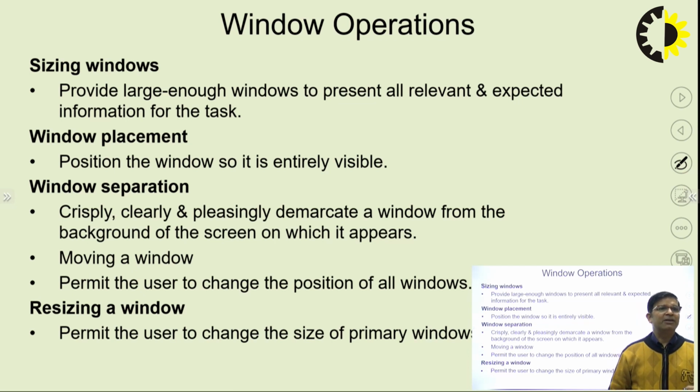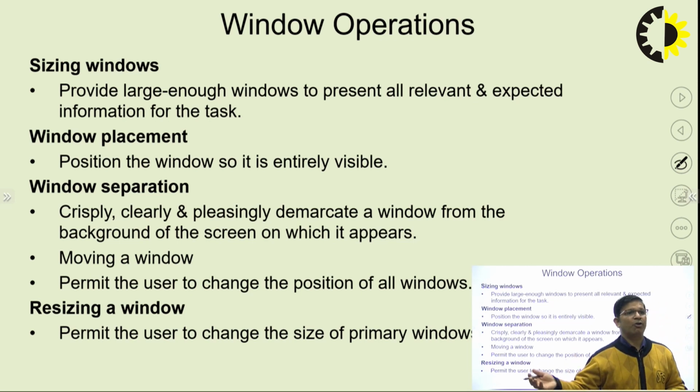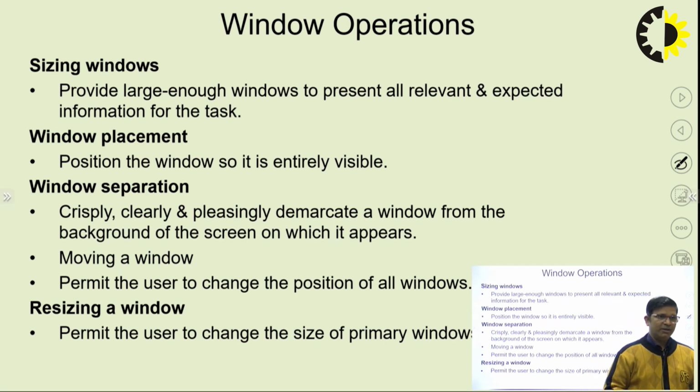Window placement: we can place the window at any available place. We can maximize also. We can minimize also. We can size according to our requirement. If we want to see another window or another document along with the current active window, we can change the size of it. Window separation: crisp, clear and pleasing.